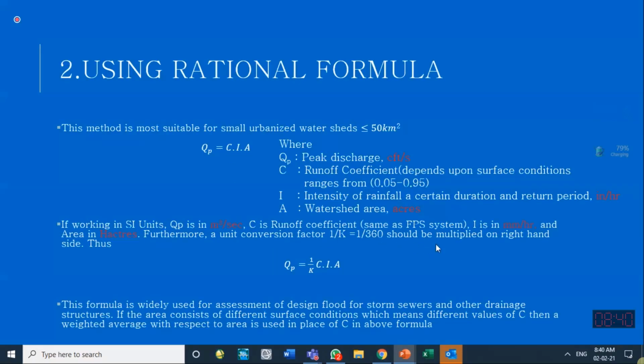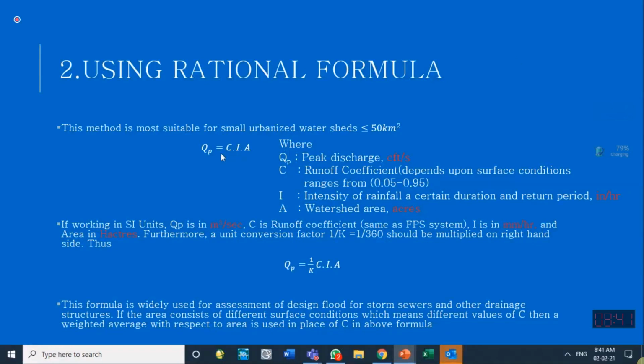Like the rational method we can use for estimating direct runoff, this method we studied in flow estimation also. Flood is a special kind of flow. So the same method can be used for estimation of flood peak runoff also. So peak discharge we can estimate by Q = CIA.